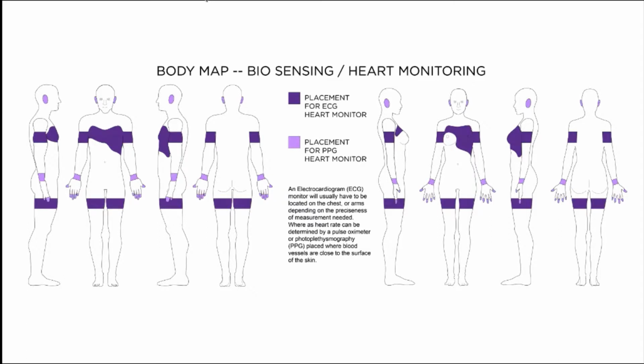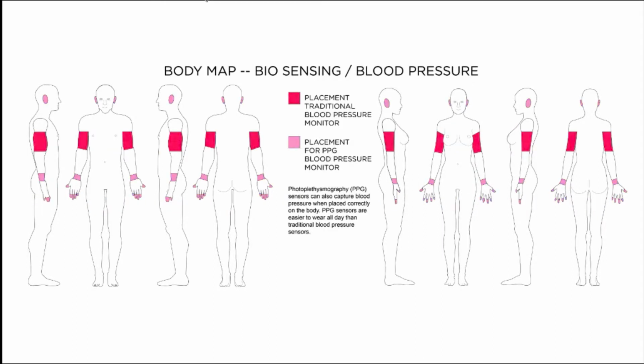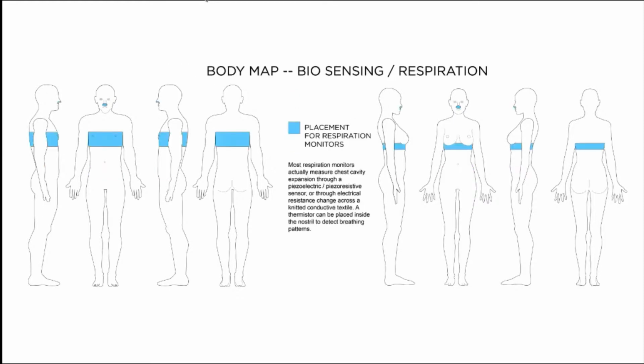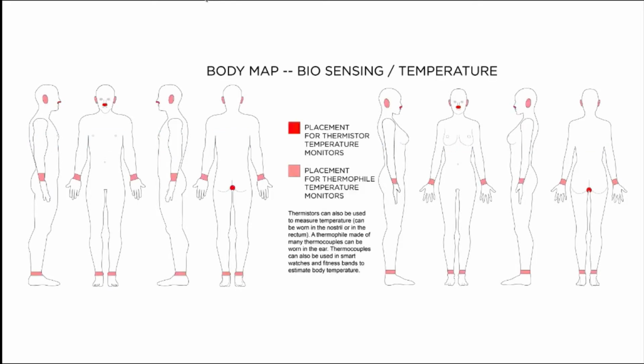So you have to go through the process of like, what type of sensor are you going to use? And then where do those sensors work the best? So these biosensing maps, this one's heart monitoring, blood pressure monitoring, blood glucose. I included the eyes there because a lot of people are doing research into like contact lenses that will like read blood glucose. Respiration, so where can I read respiration? Temperature.